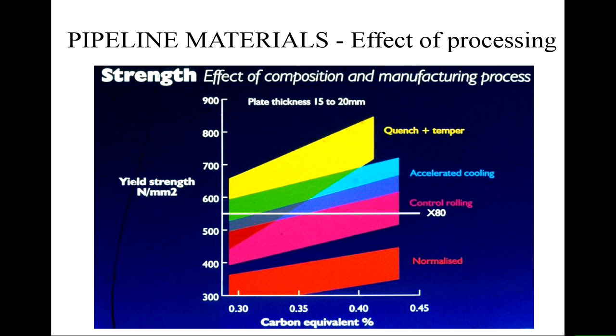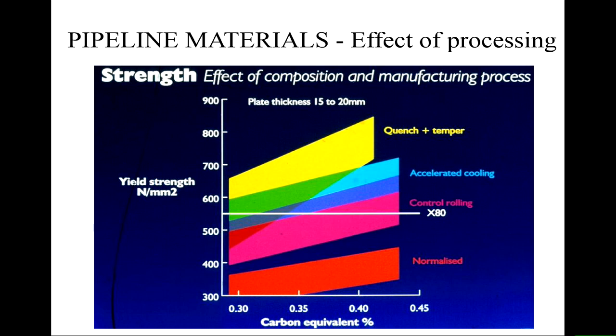So processing is very important, and you can compare different processing systems. So what we've got here is yield strength, the onset of plastic deformation, plotted against the carbon equivalent for different steels. And then in the bands that you can see up here, there are different manufacturing processes that could be used in the steel making to generate the standard that you want. And I've drawn a line here for X80. So you want to be above this line if you're going to deliver X80 steel.